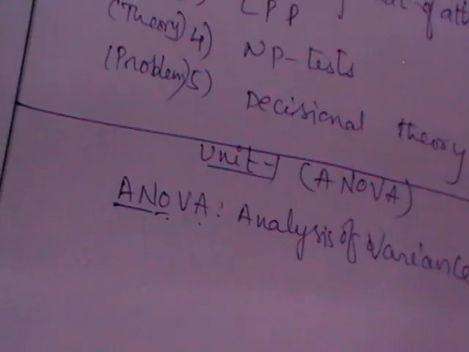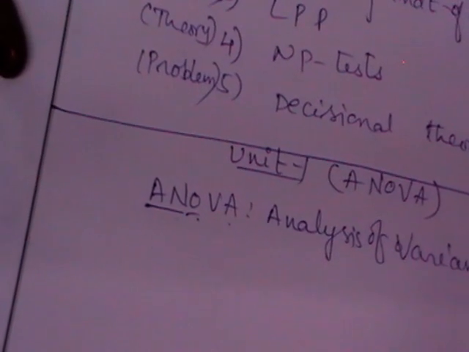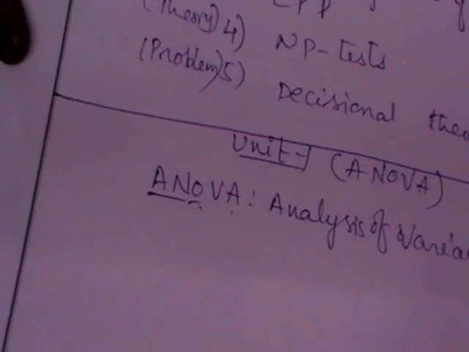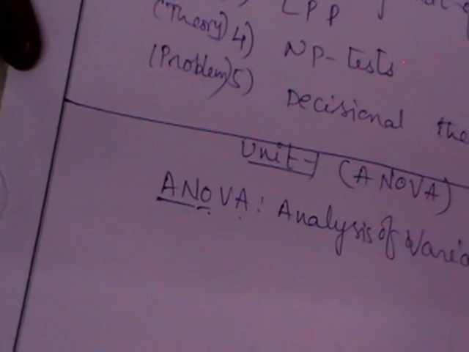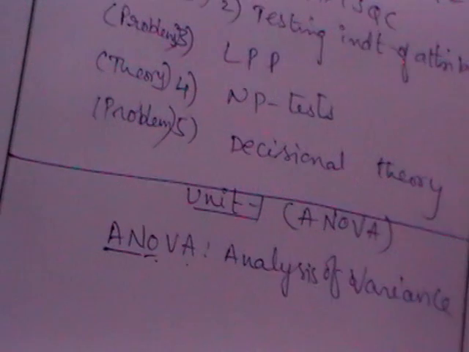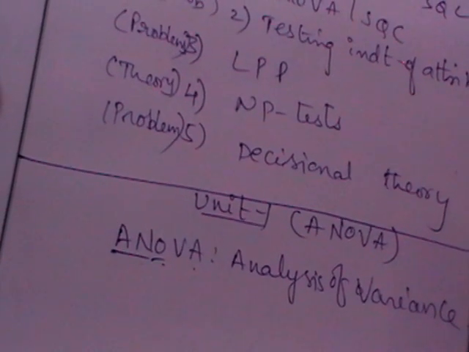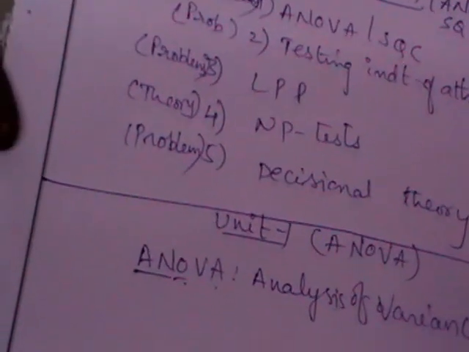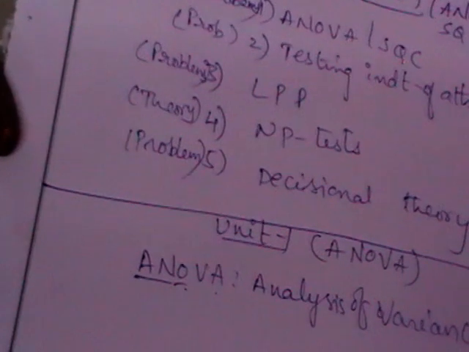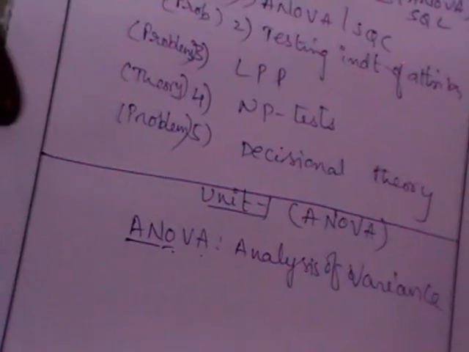What we are going to do under this is test the significance of the difference between more than 2 means. Whenever we have the case of testing the significant difference between more than 2 means, we are going to enter into a concept called ANOVA. This ANOVA was introduced by R.A. Fisher.